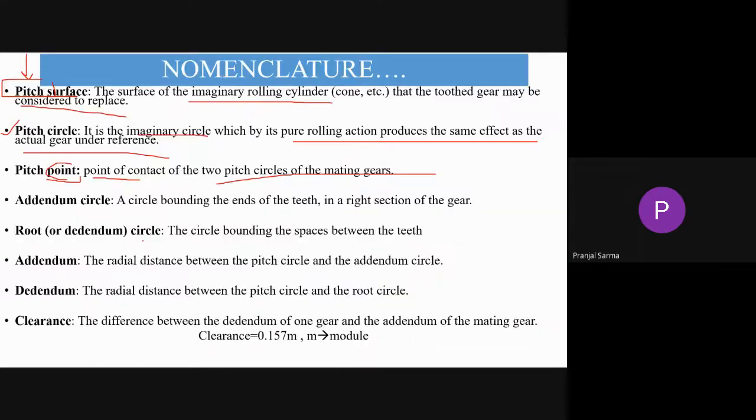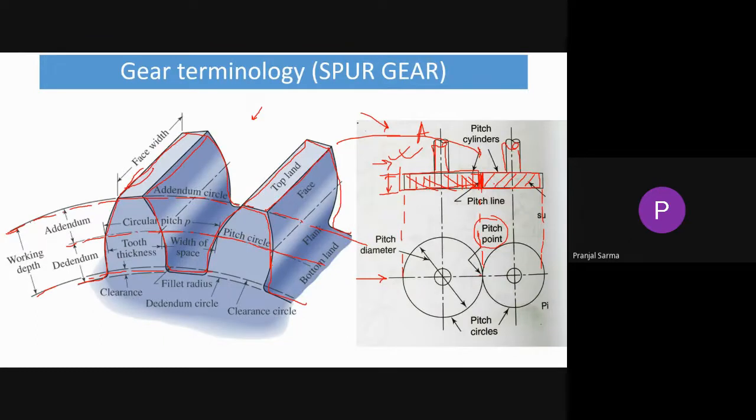First of all, the addendum circle. These words will be important. The addendum circle is the circle which bounds the ends of the teeth in a right section of the gear. Basically, this upper circle bounds the upper portion of the teeth and encompasses them. This is known as the addendum circle. This is the addendum circle.